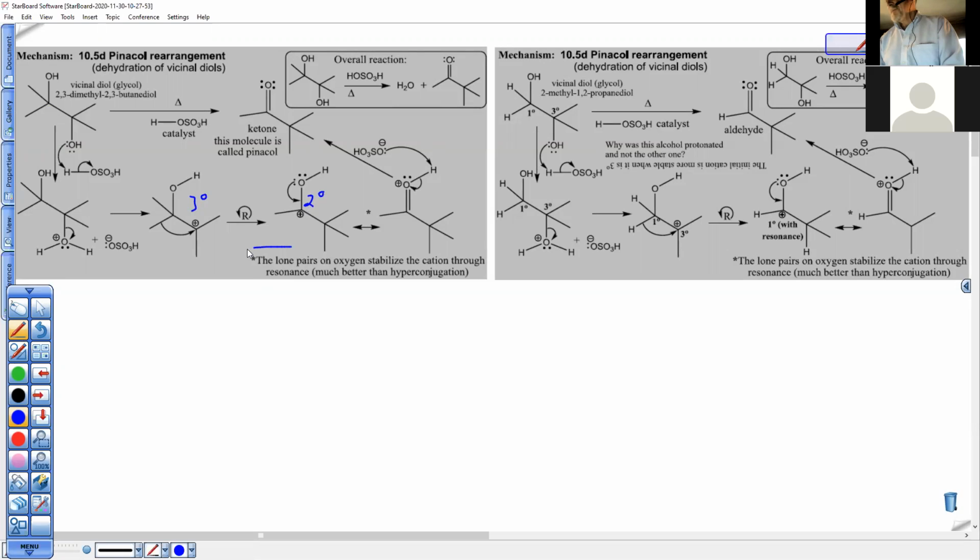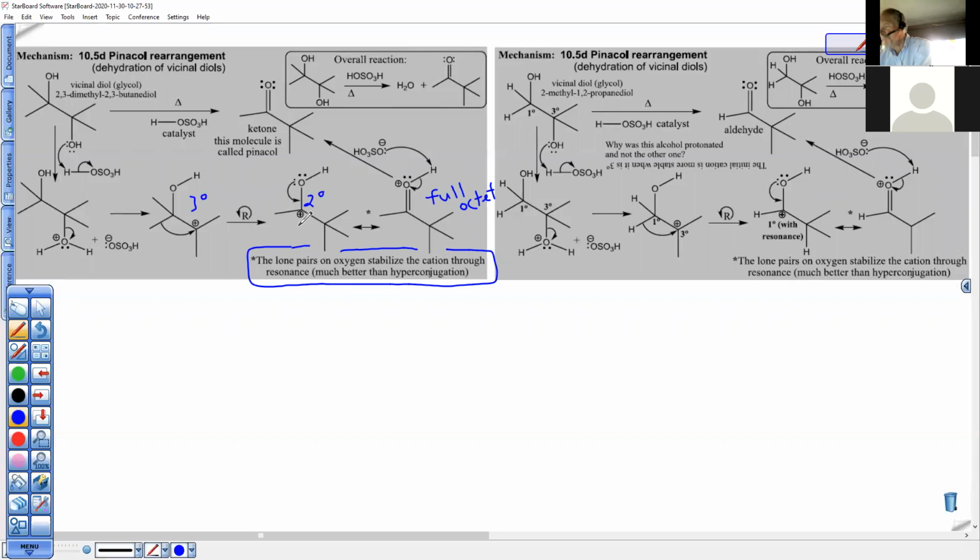But this is much more important. Much better or more important than hyperconjugation is the fact that this thing can resonate with the cation, and this has full octets. Wasn't that the whole problem with carbocations? They have octet violations. This one doesn't. Why? Because it's on a carbon that has oxygen attached with lone pairs. So that's why this happens. Even though it's secondary, it's resonating.